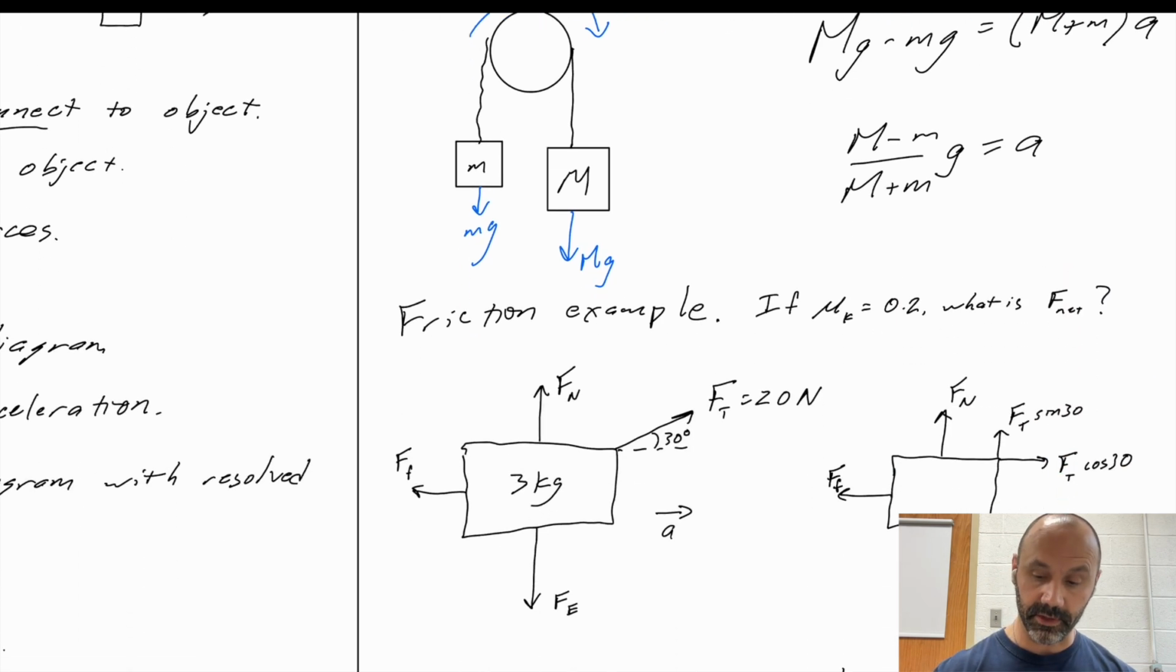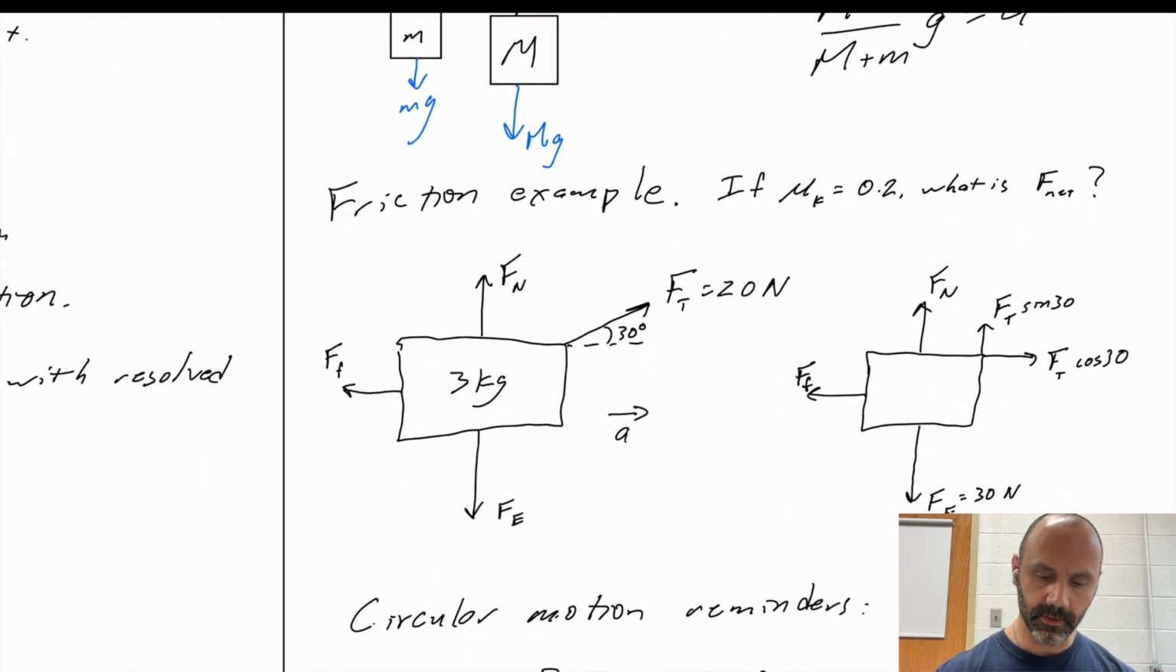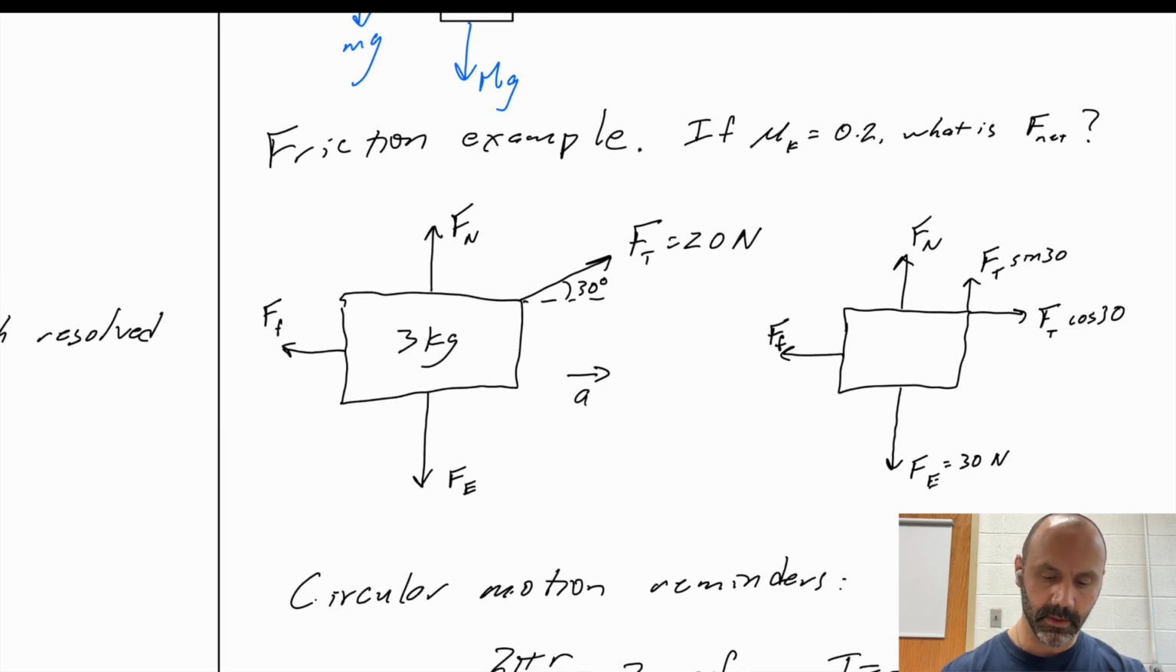Here's an example involving friction. Imagine we've got a situation where there's a block or something that's on a surface and it's being pulled with a rope, 20 newtons at 30 degrees to the horizontal. Oh yeah, and mu k, the coefficient of kinetic friction, is 0.2. So I want to know, what is the net force?